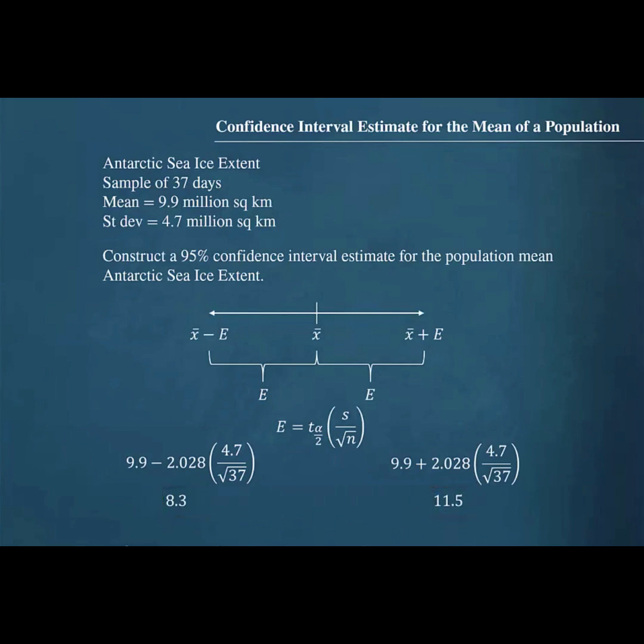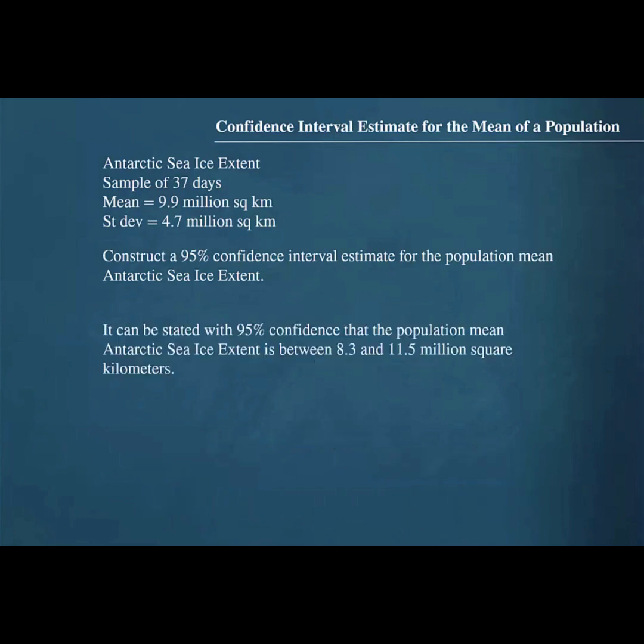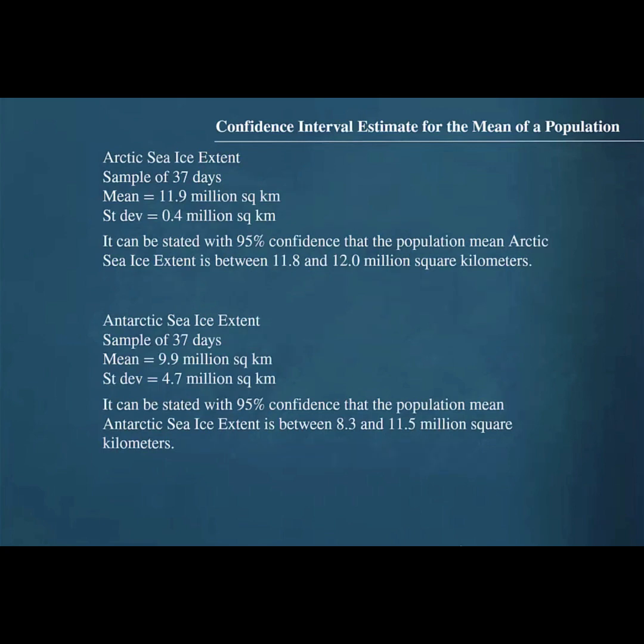Our interpretation of this interval will be stated as follows. It can be stated with 95% confidence that the population mean Antarctic sea ice extent is between 8.3 and 11.5 million square kilometers. The interval for the Arctic sea ice extent was a bit narrower than that of the Antarctic sea ice extent. Note that the standard deviation for Antarctica is considerably larger. This caused the margin of error to be greater, which resulted in a wider interval.